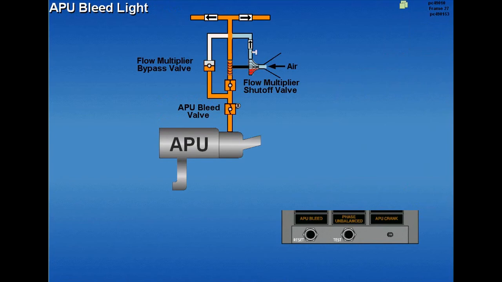A flow multiplier overheat is indicated by illumination of the APU bleed light and automatic closure of the APU bleed valve. Once the overheat detector is cooled, turning the APU engine 2 bleed switches to off resets the APU bleed trip.